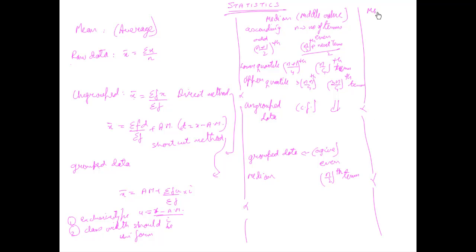For mode, children, mode is the most occurring number. So children, whichever number occurs maximum number of times is for raw data. Which one has the highest frequency for ungrouped data? Whichever has the highest frequency is your mode. And lastly, the mode for grouped data comes from the histogram. So we draw a histogram and connect them. That gives us the mode.